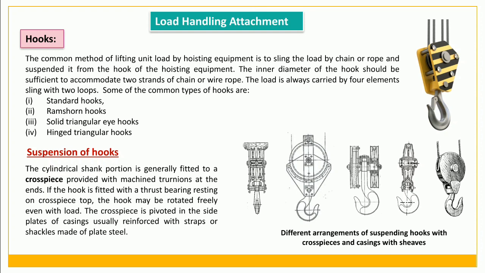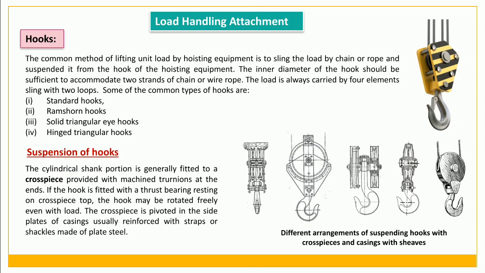Now the most important thing, apart from this general concept of hooks, is how the hook is being used, or the suspension theory of hooks. Basically, the cylindrical shank portion is generally fitted to a crosspiece provided with machined trunnions at the end. If the hook is fitted with a thrust bearing resting on the crosspiece top, the hook may be rotated freely even with the load.